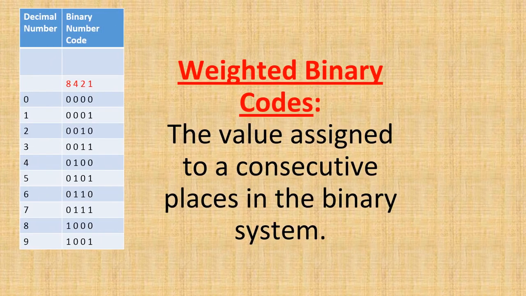To study scientifically, we can classify the codes. First classification is according to the weight of the code. It is known as weighted code system. The value assigned to consecutive places in the binary system is known as weighted code system.